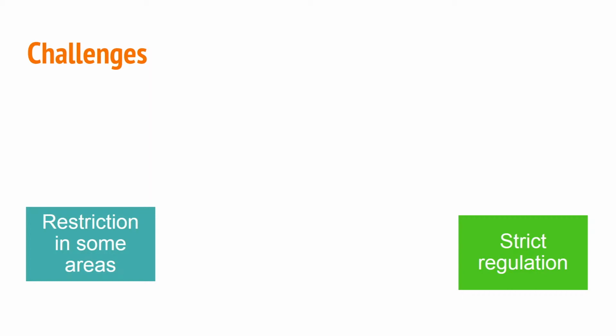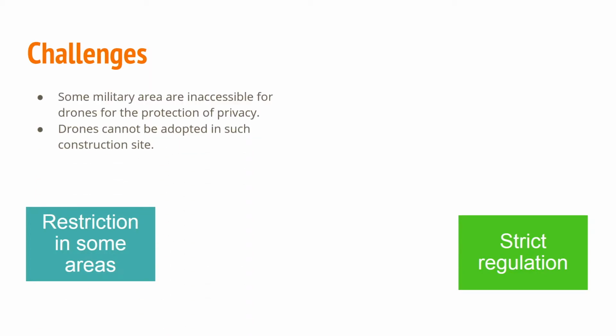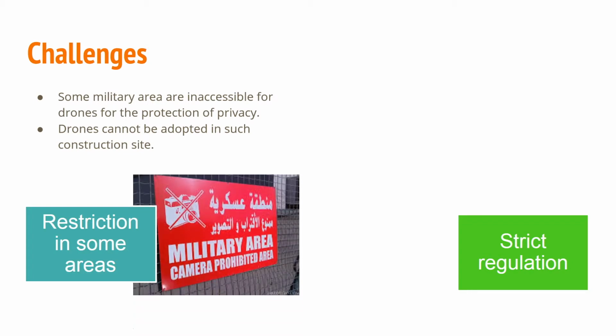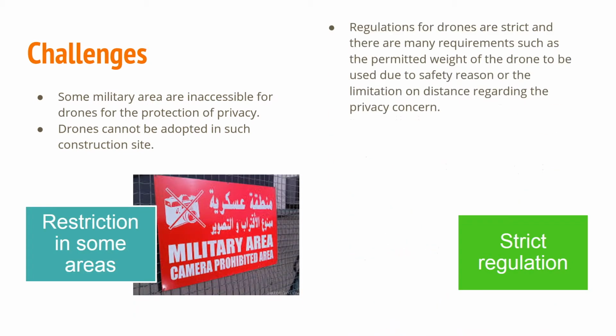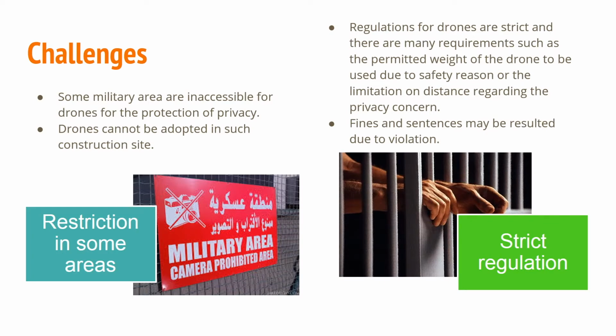It leads to the restriction of the use of drones in some area, such as military area, and drones cannot be adopted in such construction sites. Moreover, for the regulations of drones, they are very strict in order to protect the privacy and safety problem. Fines and sentences may be result due to violation.